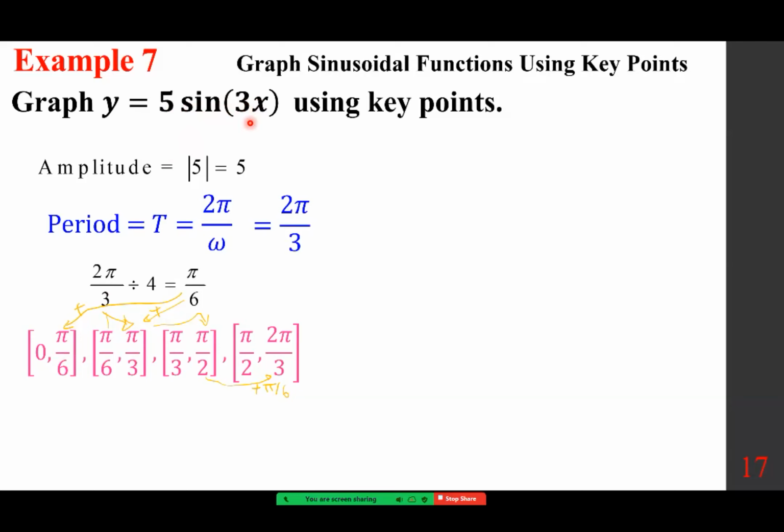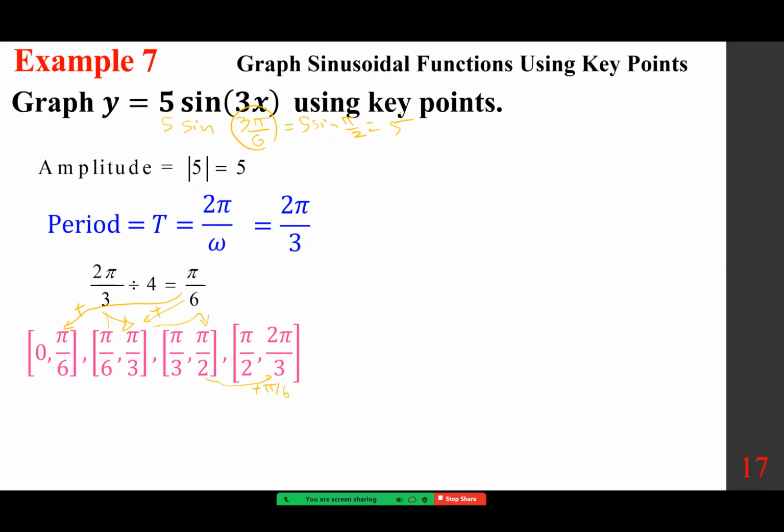Pi over 6. If I put, and let me show you a couple of them. I want to make sure that we understand. If I put pi over 6, I get 5 times sine of 3 times pi over 6. This is pi over 2, right? And what is sine of pi over 2? 1. So this is 5. This is how we evaluate.